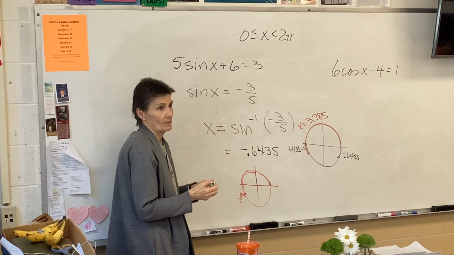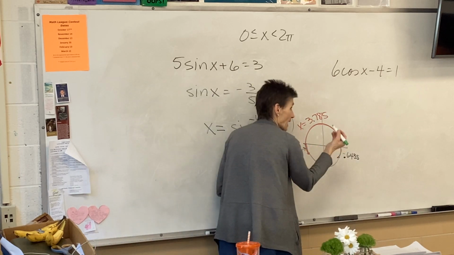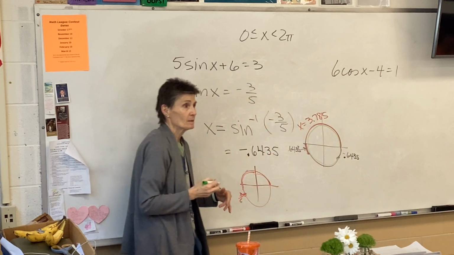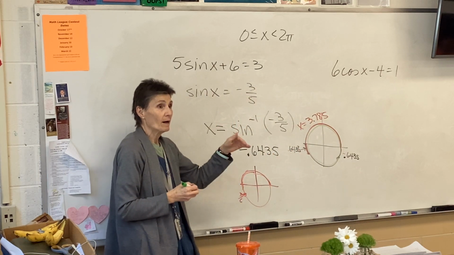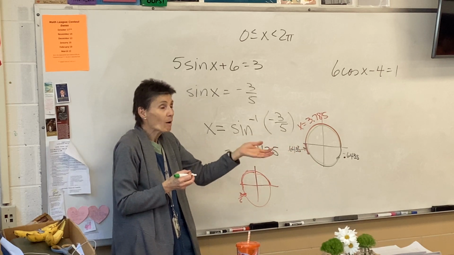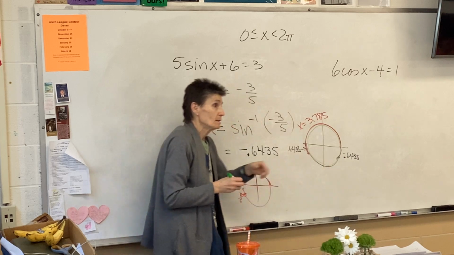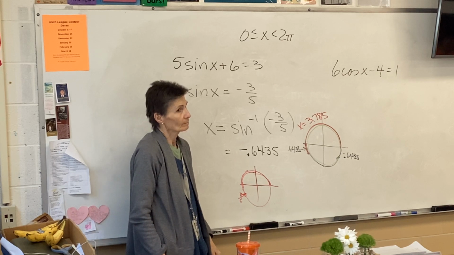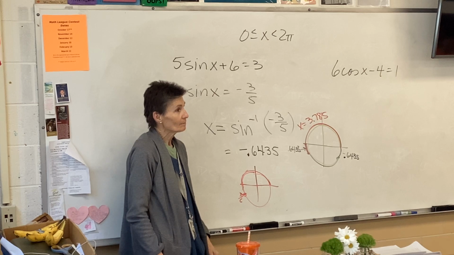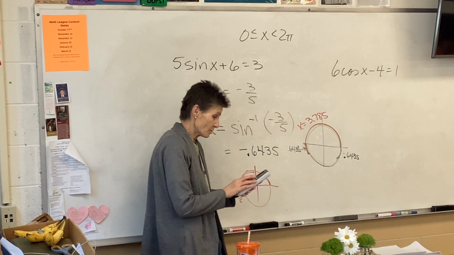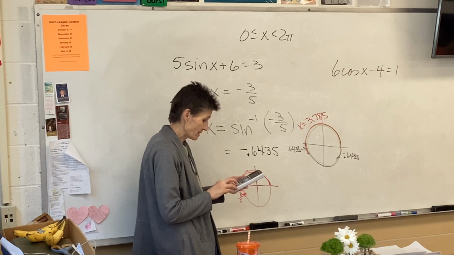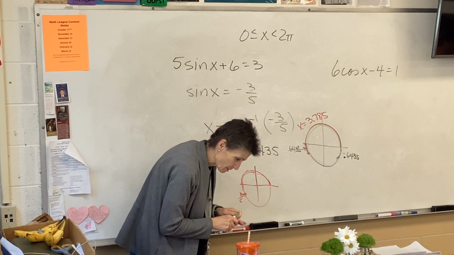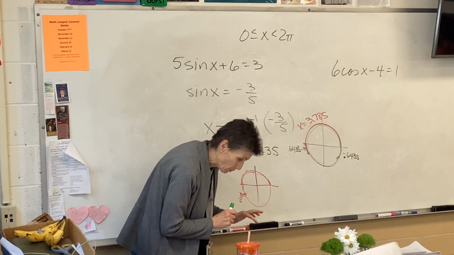Now what's the other answer to the problem? Well, again, it has to be positive. So I'm going to go all the way around to here. That would be like, in this example, 11 pi over 6. How am I going to find that green angle? Someone tell me. Exactly, Anna, thank you. So 2 pi minus 0.6435. So 5.640.